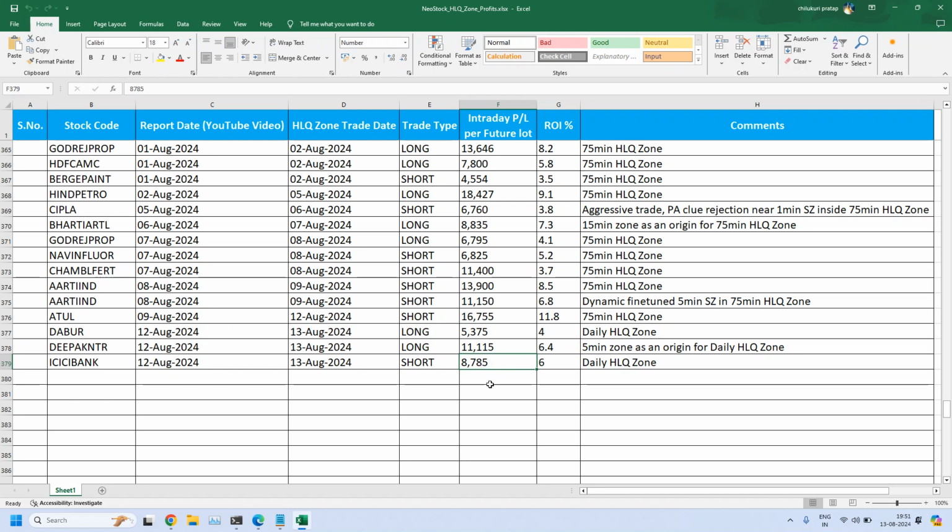And how much profit has ICICI given? 8,785 rupees profit it has given, which is 6% ROI, exactly 6.02% or 6.03%. Anyway, we got 6% ROI. And you saved these trades, ICICIBank and DABUR, because of stop buffers. Stop buffers are very, very important. Today, 2 trades got saved because of stop buffers.